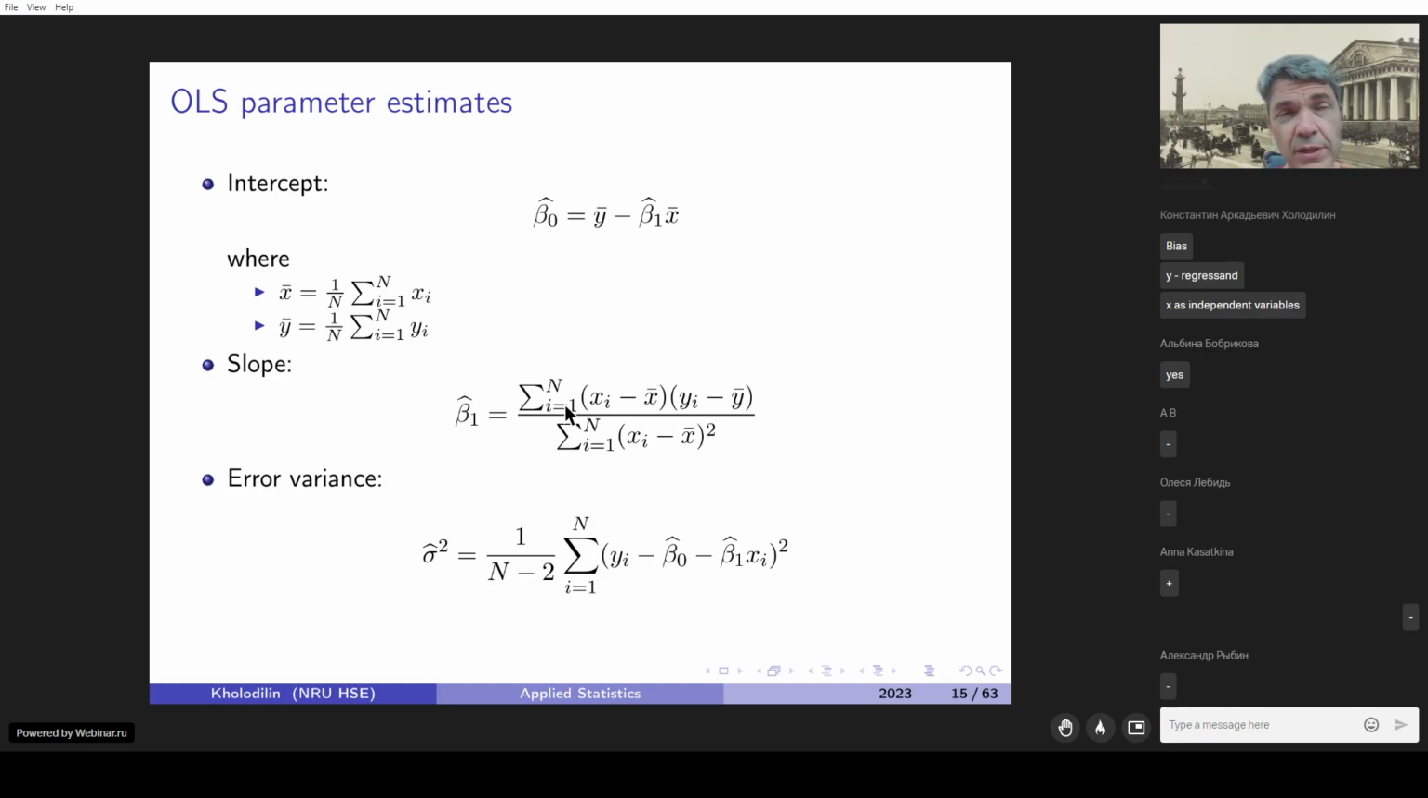And its size, it's not like correlation, which is unitless and varies between -1 and 1. In case of slope and also intercept, by the way, there's no such limitation. It doesn't vary between -1 and 1. It can take any value.